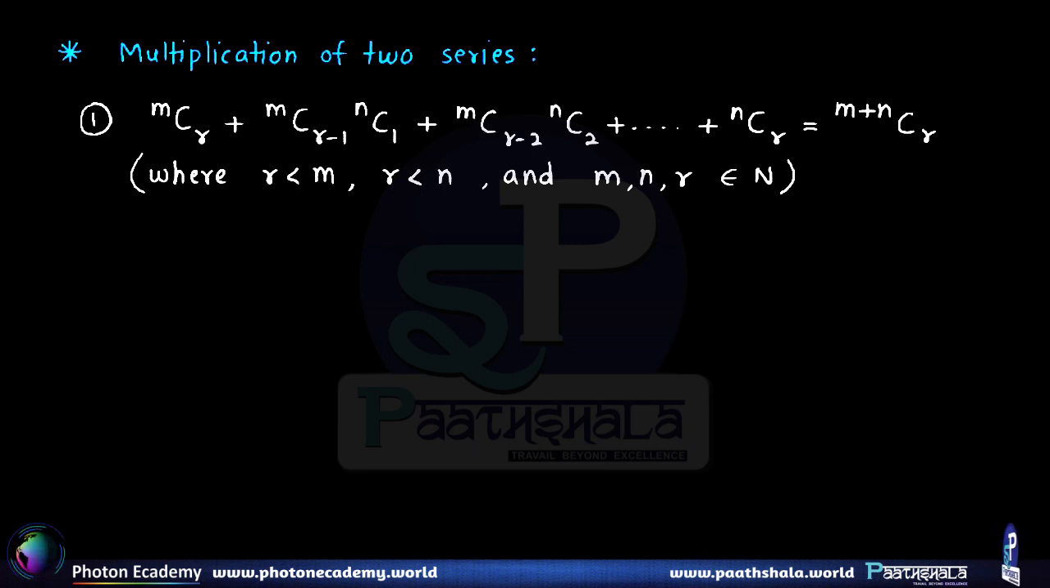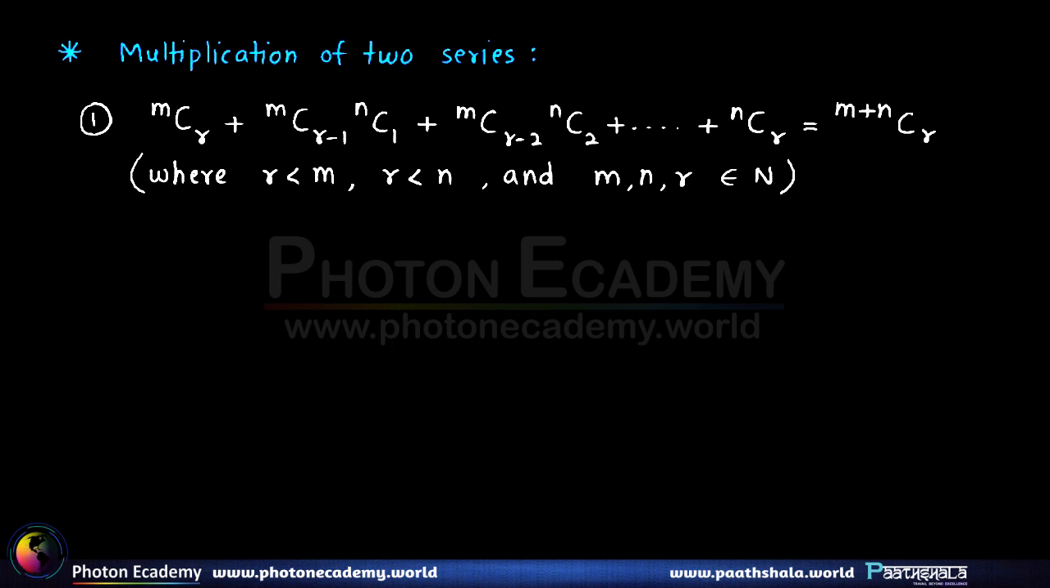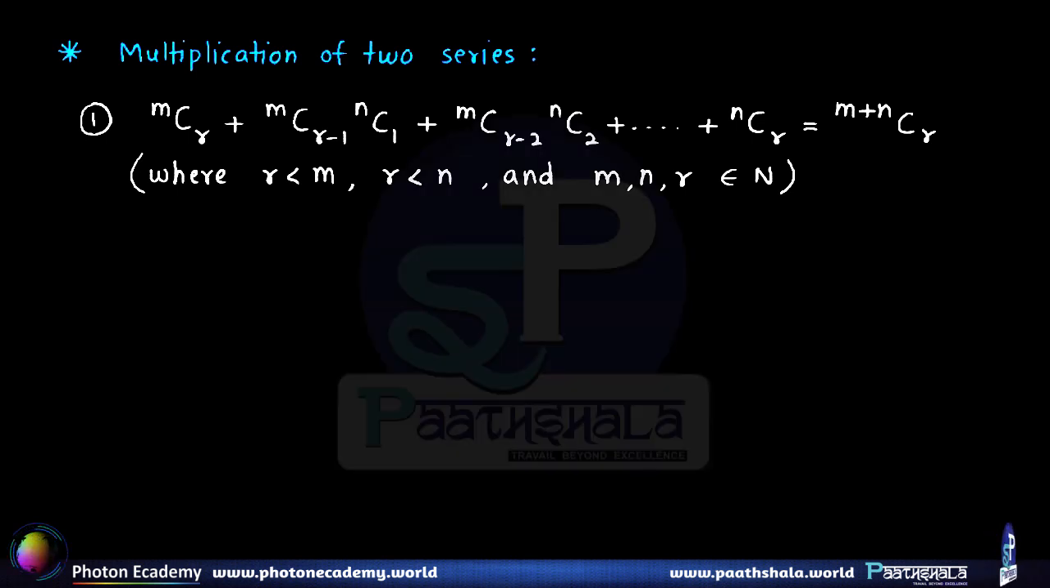Now let us see some results based on multiplication of two different series, which are the binomial expansions, and one of these is written in ascending order whereas another is written in descending order. So here is the first result, which is MCR plus MCR minus 1 into NC1 plus MCR minus 2 into NC2 plus so on up to NCR is equal to M plus N CR, where R is less than M as well as R is less than N, and M, N and R are the natural numbers or positive integers.